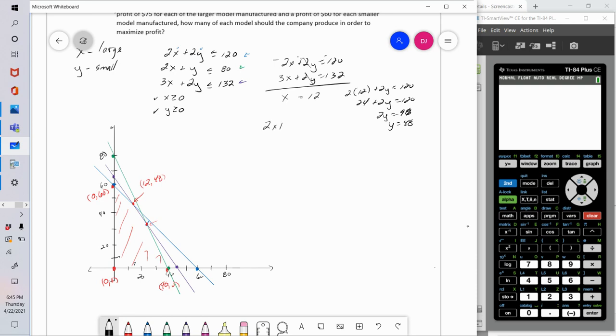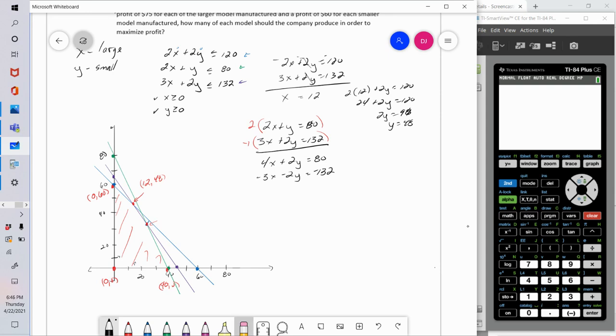To find the fifth corner point, notice where the green and purple intersect. So 2x plus y equals 80, and 3x plus 2y equals 132. In this case, I'm going to multiply the top equation by 2 and the bottom equation by a -1. So 4x plus 2y equals 80, and -3x minus 2y equals -132.